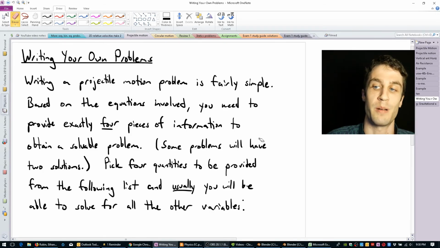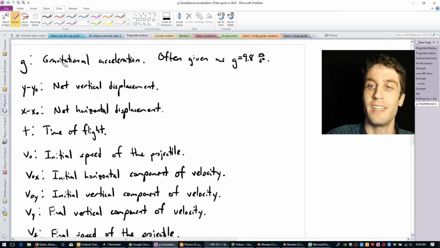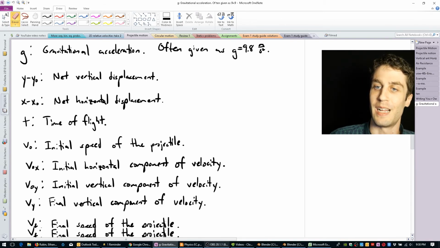And sometimes problems will have 2 solutions. Actually, they'll sometimes even have 0 solutions if you pick some bad numbers. But pick 4 quantities to be provided from the following list, and usually you'll be able to solve for all of the other variables. So here's this list I came up with. g, that's your gravitational acceleration. Often it's given as g equals 9.8 meters per second squared. If the problem takes place on Earth, then g will be given to you, and then you just need to come up with 3 quantities to be given. So that's not bad at all.